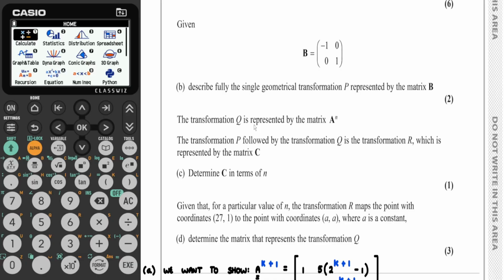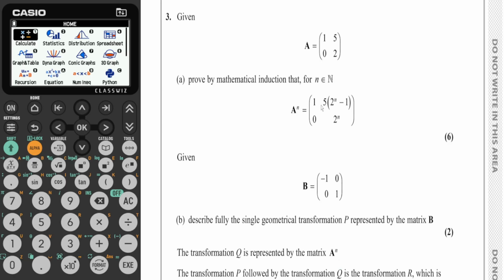The transformation Q is represented by the matrix A to the n. The transformation P followed by the transformation Q is the transformation R, which is represented by the matrix C. Part C. Determine the matrix C in terms of n. Here we've got P followed by Q, and that would represent the matrix A to the n followed by B.